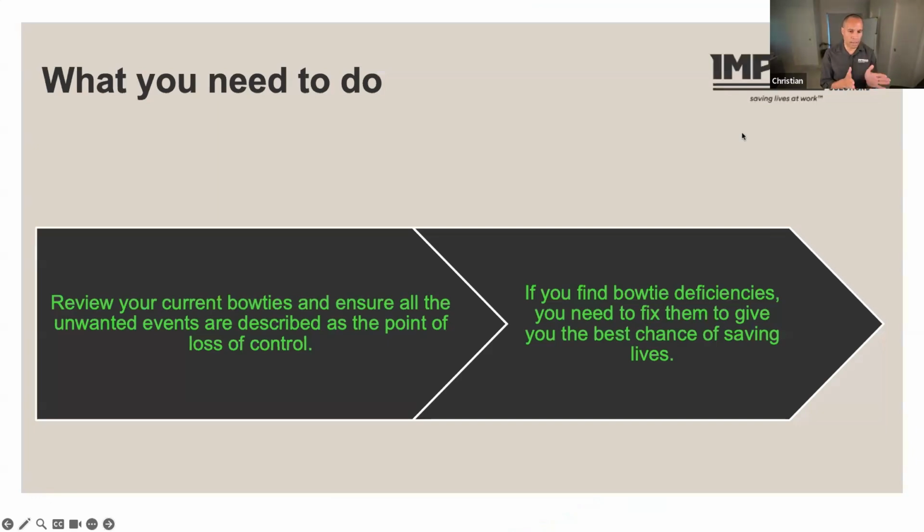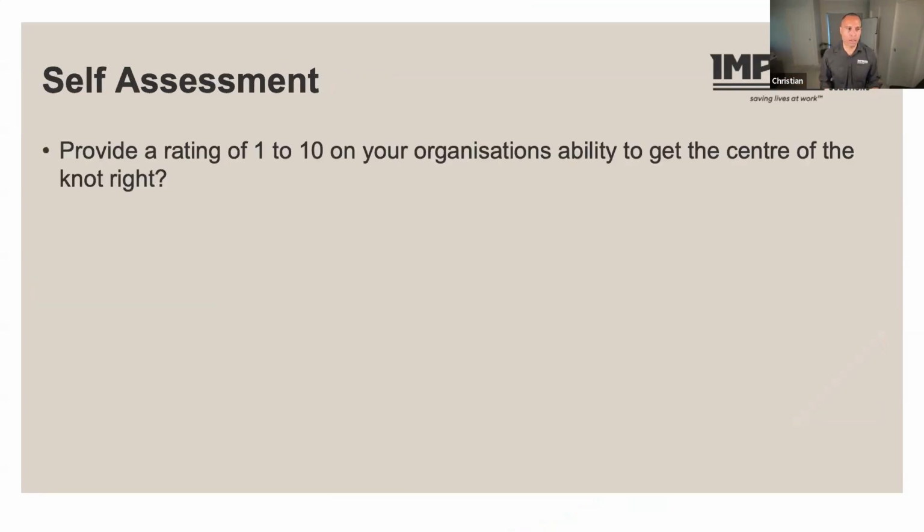So to round out the action points, you need to have a look at your bow ties. Ensure the center of the knots are a loss of control event. And if you find deficiencies, then obviously there's an opportunity to do something about them. Because we know if we get them wrong, we're dealing with fatality risks here, increased likelihood of something bad happening.